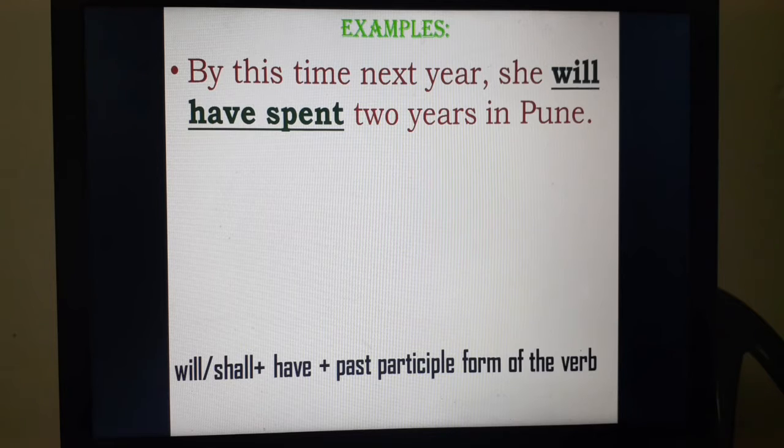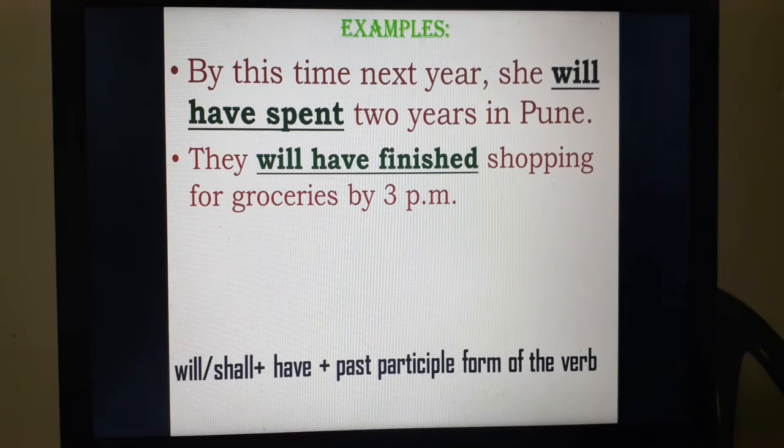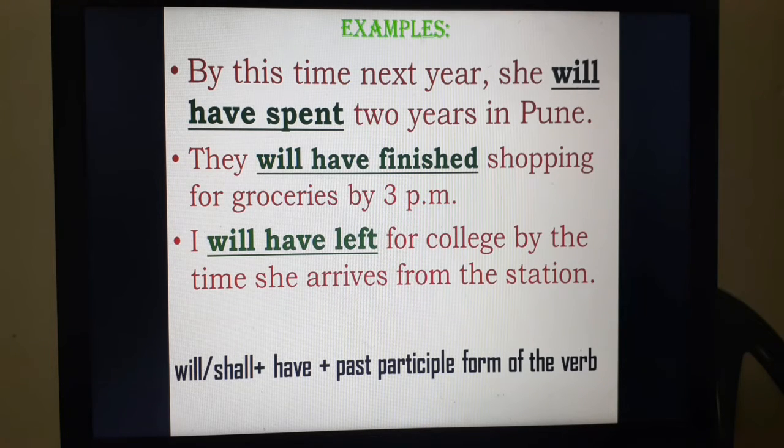Let's look into some more examples. They will have finished shopping for groceries by 3 p.m. I will have left for college by the time she arrives from the station. So here, will have spent, will have finished and will have left are future perfect tense.